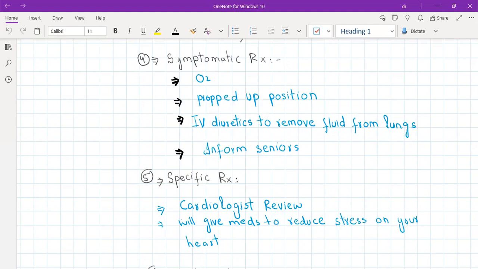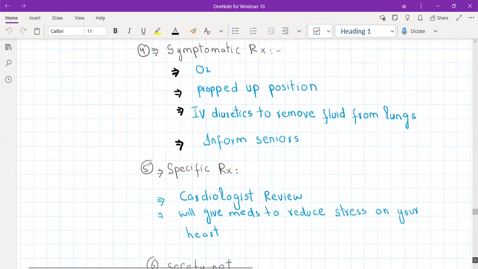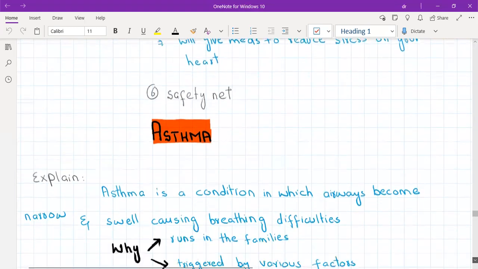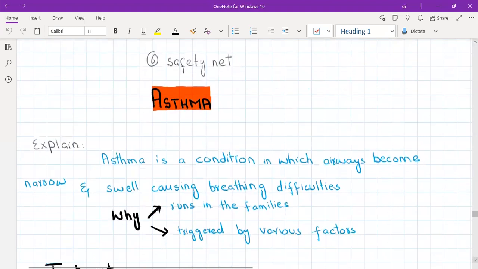So we will tell the patient that we are going to arrange a review for you with the cardiologist, and they will give you some medication to reduce the stress on your heart. So basically, the cardiologist will give blood pressure lowering medication and beta blockers to reduce the stress on the patient's heart. Safety netting will be the same as above because we are admitting this patient as well.